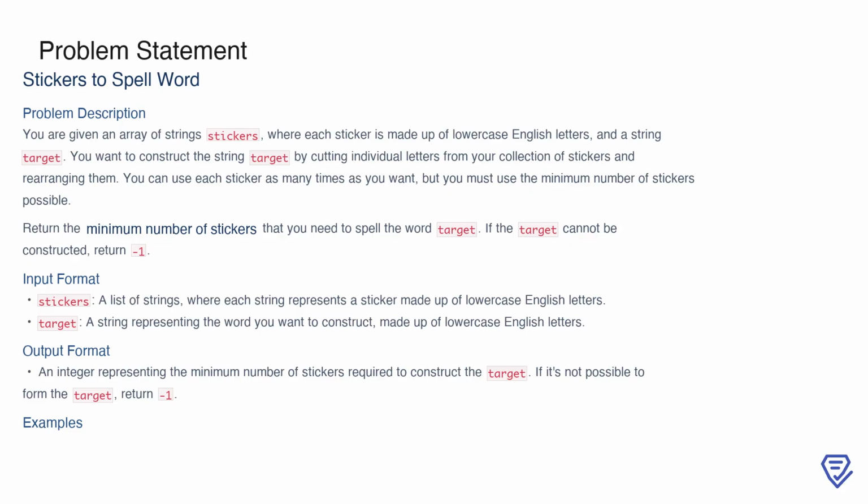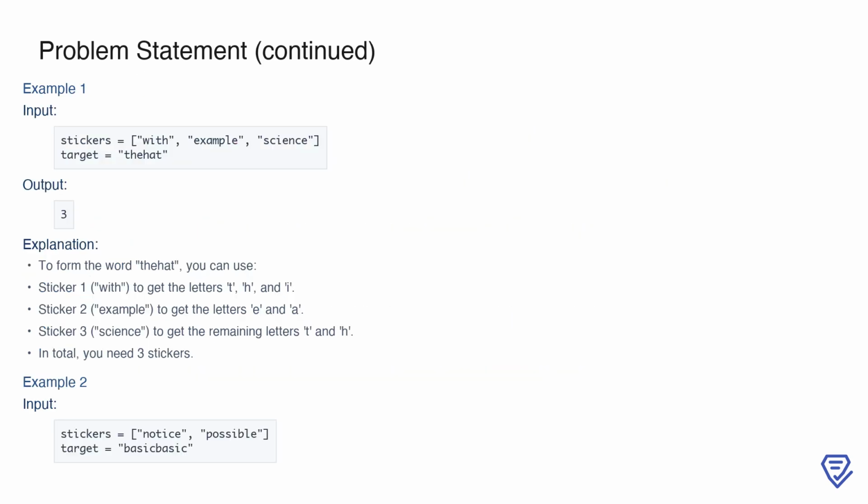The input consists of the list of stickers and the target word. The output will be an integer representing the minimum number of stickers required, or -1 if the target cannot be formed. Let's look at some concrete examples to better understand the problem. In the first example, the stickers are "with", "example" and "science", and the target word is "thehat". To form the target, you can use 3 stickers. The first sticker, "with", contributes the letters T, H, and I, the second sticker, "example", provides the letters E and A, and the third sticker, "science", gives the remaining T and H. Together, these 3 stickers cover all the letters needed to spell "thehat", so the output is 3.